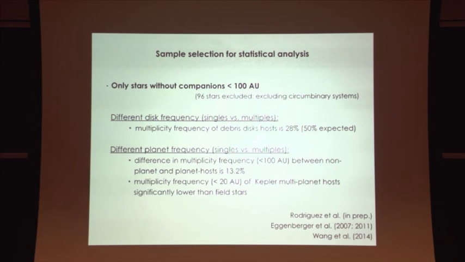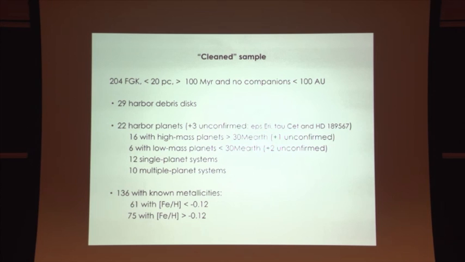And so we have this clean sample of 204 solar type stars within 20 AU, older than 100 million years, with no companions within 100 AU. Of those, 29 have disks and 22 have planets. We have 16 with high mass planets, plus another unconfirmed one, so 17. And 6 with low mass planets, plus 2 unconfirmed ones, so 8. Of those, 12 are single planet systems, and 10 are multiple planet systems.